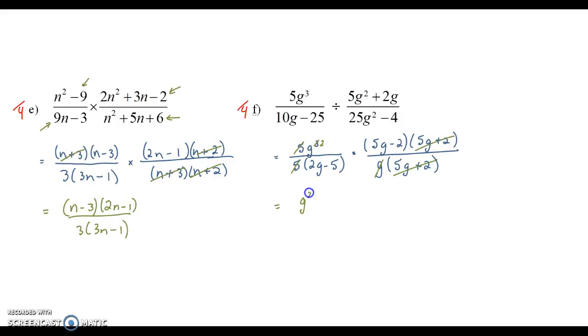Try to be neat about all your canceling so you don't lose anything along the way. And in the bottom, we have 2g minus 5. Hopefully that's working out for you. If you have any questions, take another look at it and see. If you have difficulties with the factoring, you definitely need to go back and practice the factoring sheets.